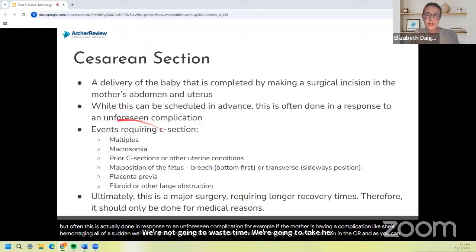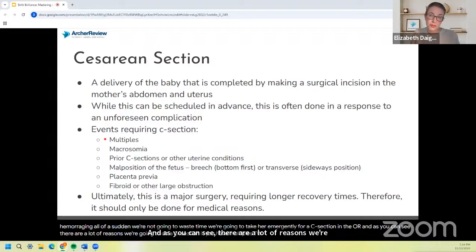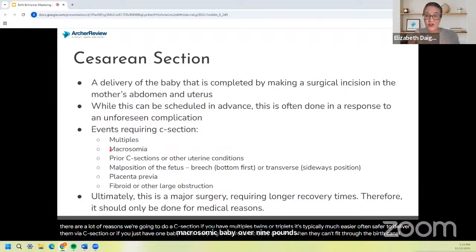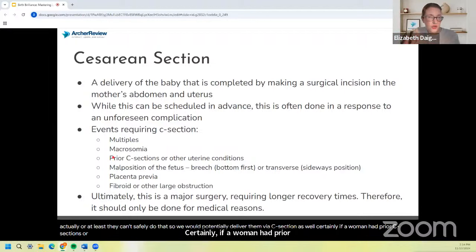And as you can see, there are a lot of reasons we're going to do a C-section. If you have multiples, twins or triplets, it's typically much easier, often safer to deliver them via C-section. Or if you just have one baby that's really big, a macrosomic baby over 9 pounds, often they can't fit through the birth canal, actually, or at least they can't safely do that. So we would potentially deliver them via C-section as well. Certainly, if a woman had prior C-sections or she had a uterine condition that prevented her from having a vaginal delivery, we could do a C-section.